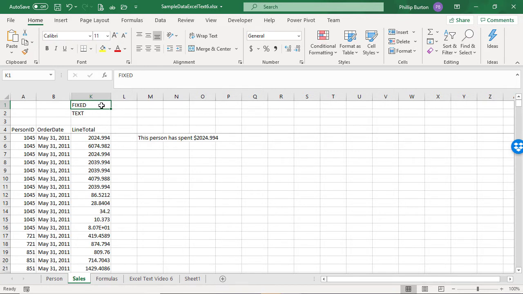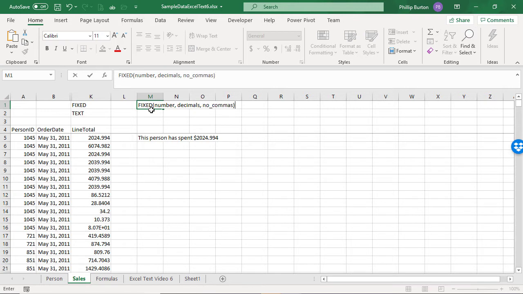So the fixed function has got 3 parts to it. The first part is obviously the number that we're going to convert. The second is how many decimal places do we want? And there is a third called no commas, and I'll show you the difference between the two. Now, only the first is actually needed. If you don't put in any decimals, it's going to be assumed to be 2. And if you don't put in this third one, then we're going to have commas.